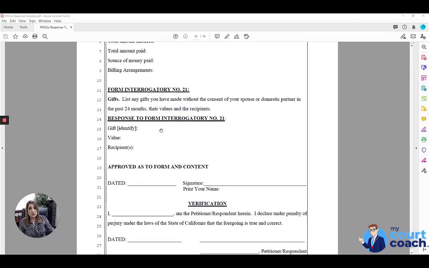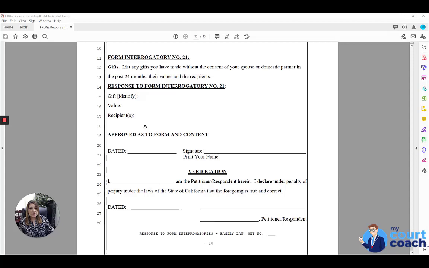And then finally, item 21, if you have made any gifts without the consent of your spouse or domestic partner in the last 24 months, then it's asking you to identify the gift, the value, the recipient. I always think this is referring to significant gifts. If it's under 500, I probably wouldn't list it. I don't think you need to list every single birthday present you've purchased, but only if it's a significant amount of money.